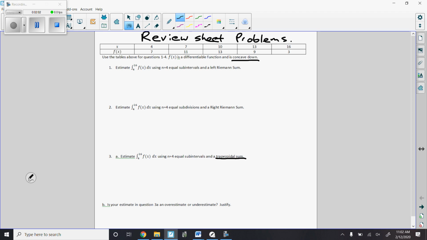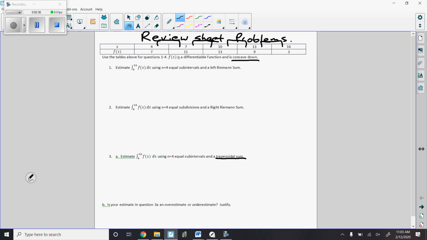Okay, so first off, we have 4 equal subintervals from 4 to 16, right? We can do b minus a over n, 16 minus 4 is 12. 12 divided by 4 is 3. So our subintervals are a width of 3. Again, I like to put those up here. 1, 2, 3, 4.